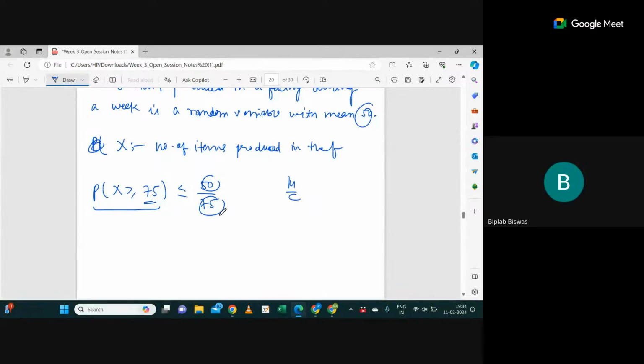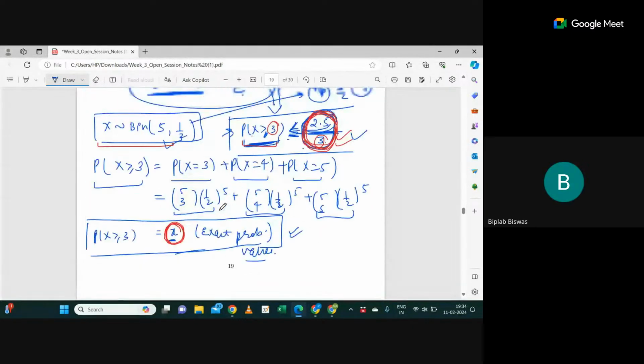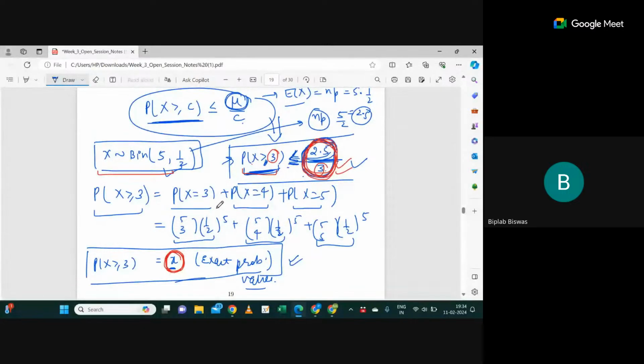Can you scroll a little up? Why are you saying that it cannot exceed 2.5 divided by 3? How would it exceed? Because you see, this bound only tells me that the probability that x is greater than or equal to c is less than or equal to mu by c. That means this probability will always be less than or equal to this quantity. This 2.5 by 3 is the upper limit for this case.